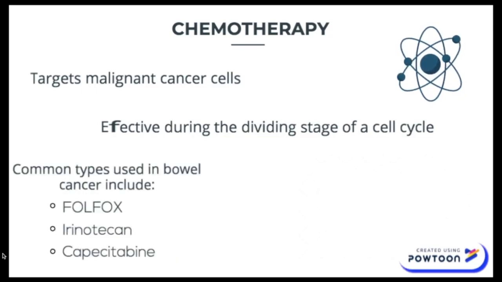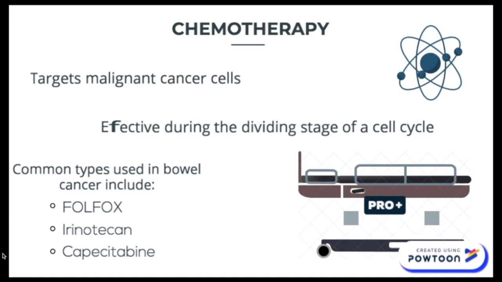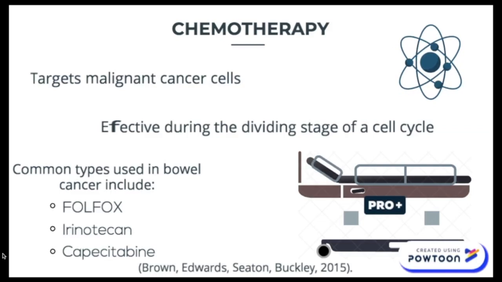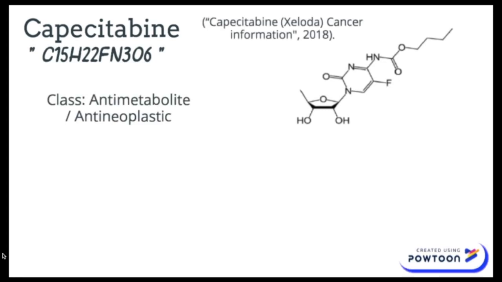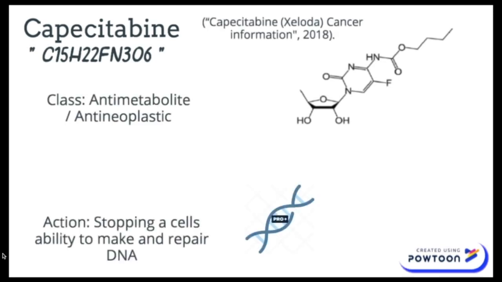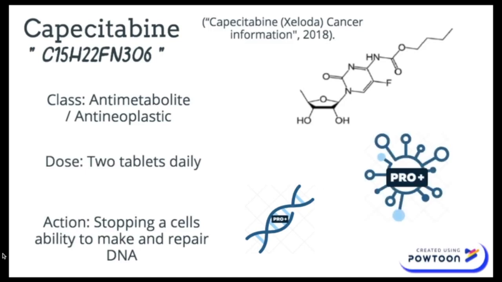Three common chemotherapy drugs used for the treatment of bowel cancer include FOLFOX, irinotecan, and capecitabine. I'll be focusing on capecitabine. Capecitabine belongs to the anti-metabolite class of chemotherapy and is an anti-neoplastic agent. It works by stopping cells' ability to form and repair DNA, therefore stopping cancer cells from forming and multiplying. This medication comes in tablet form with the daily dose of 2 tablets a day.